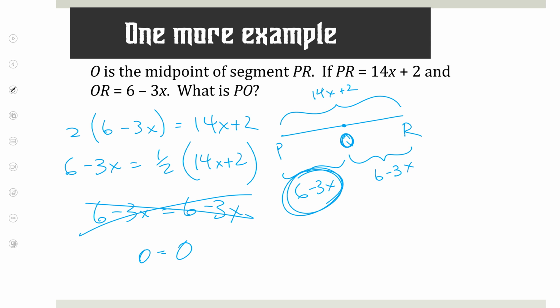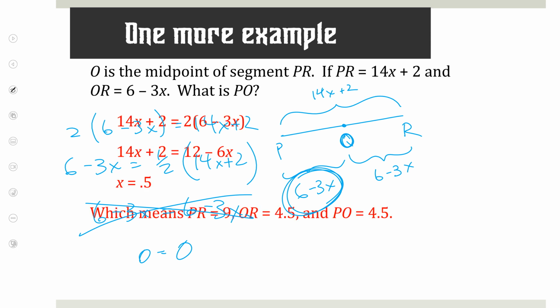How did you know they were equal to each other if they didn't have a line number? O is the midpoint of segment PR. So they have to be equal. Oh, yeah, I did do the work. Blah, blah, blah.